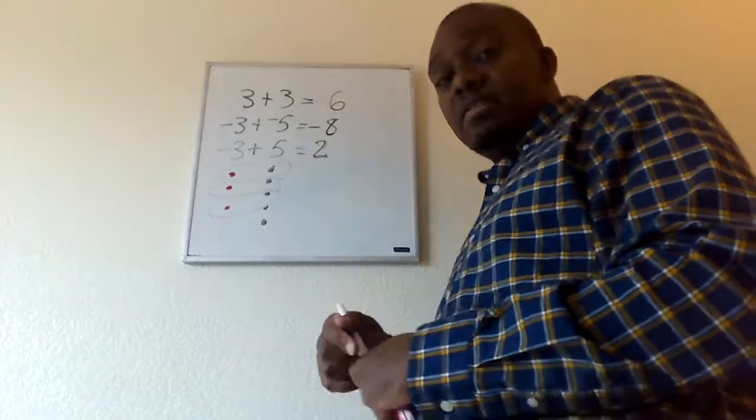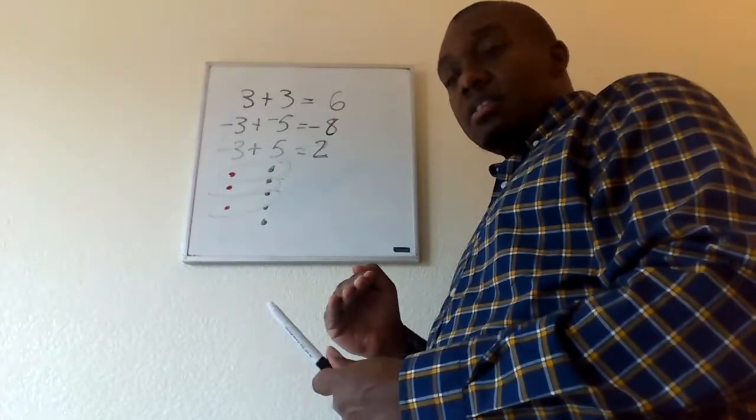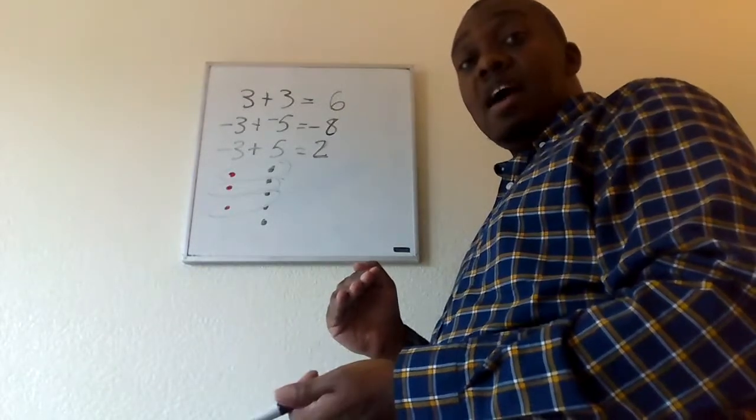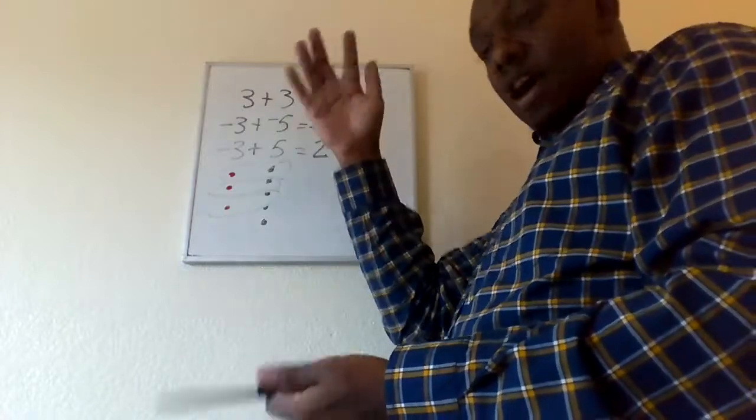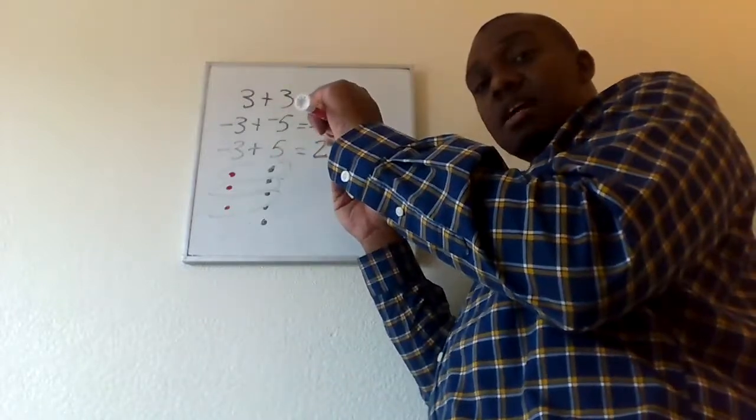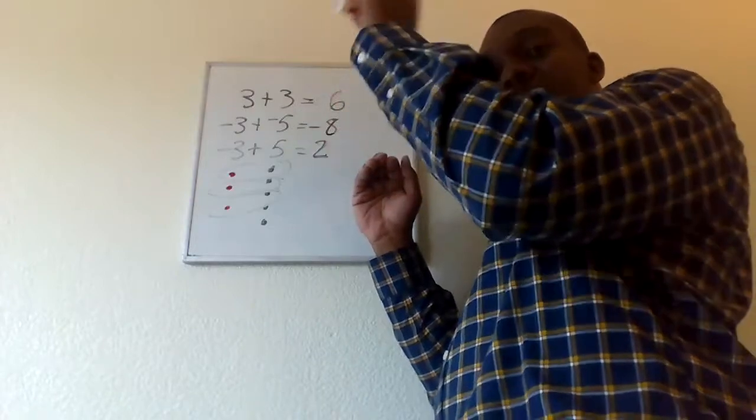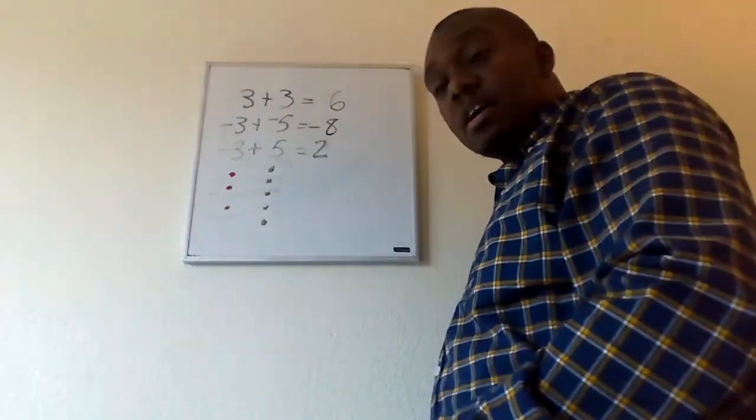Because if I'm at negative 3 degrees Celsius and I increase by 5, 1, 2, 3, 4, 5, I would go past 0 once I hit 3 of them. Then I would have 2 extra to go up. So there we are.